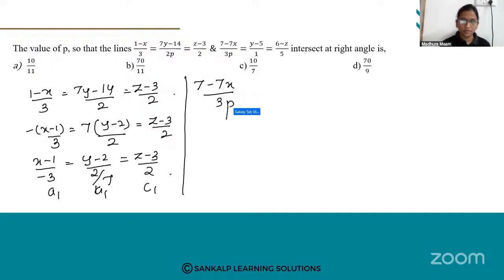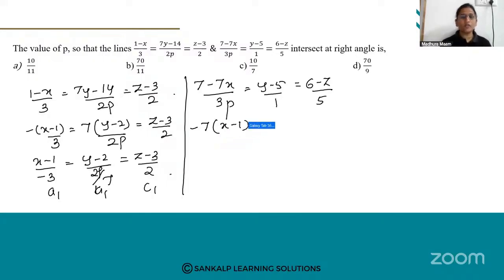This is 3p. ಇಲ್ಲಿ 2p ಬರ್ಬೇಕಲ್ಲ? Sorry. 2p by 7. Okay. Next, y minus 5 by 1, 6 minus z by 5. Okay, yes. First ನಲ್ಲಿ 7 ಅನ್ನು ಅಡ್ಜಸ್ಟ್ ಮಾಡಬೇಕು, x ಕೂಡ ಅಡ್ಜಸ್ಟ್ ಮಾಡಬೇಕು, ಕರೆಕ್ಟಾ? ಸೊ ನಾನು ಇಲ್ಲಿ ಡೈರೆಕ್ಟ್ ಆಗಿ -7 ಕಾಮನ್ ತಗೋಬಹುದಲ್ವಾ? That will give you minus 7x plus 7. Okay, so divided by 3p. ಇದಂತೂ ಕರೆಕ್ಟ್ ಇದೆ, ನೋ ಪ್ರಾಬ್ಲಮ್.